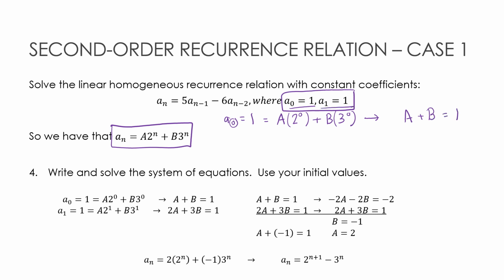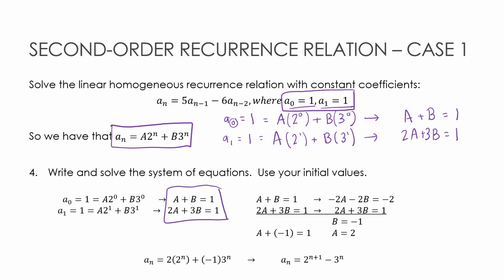Did I do the same thing for a sub 1? A sub 1 is 1, and that's telling me take a times 2 to the first, plus b times 3 to the first. So to rewrite that more simply, I have 2a plus 3b equals 1. So that's the process I went through here to find those two equations. Now I just have a system of equations.